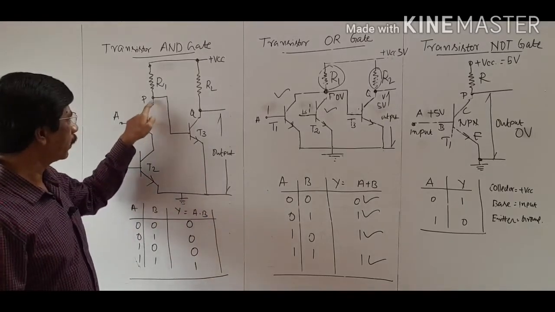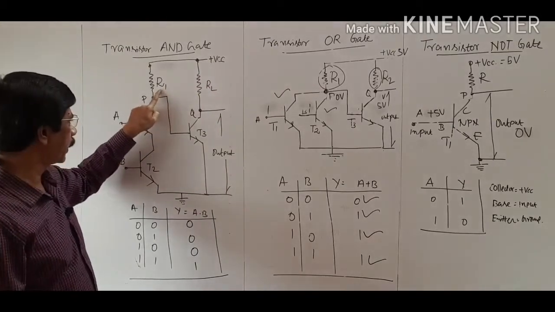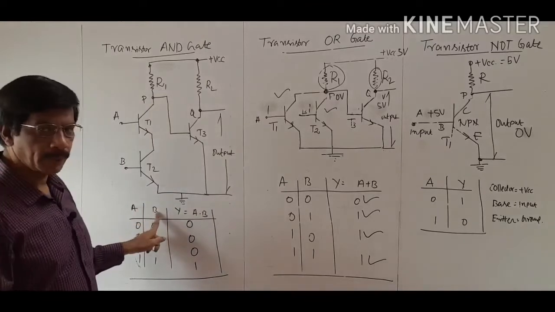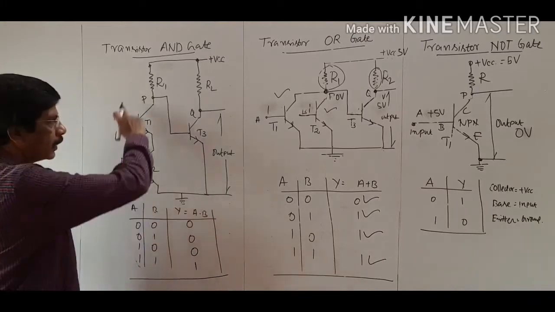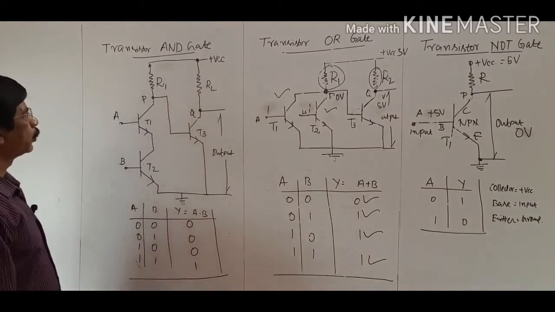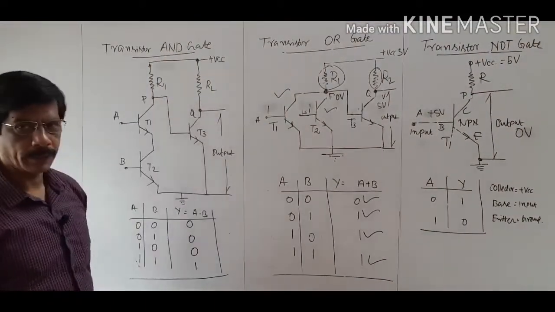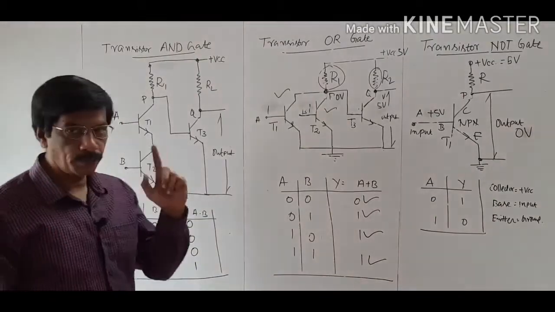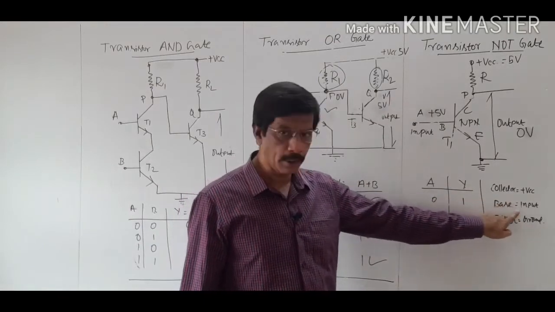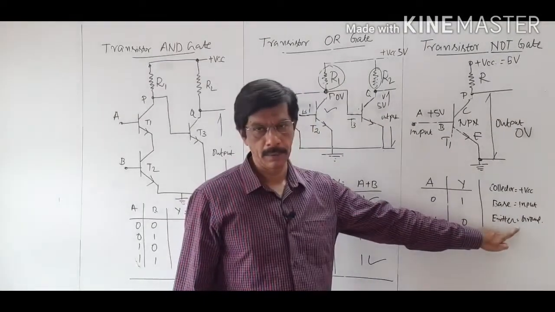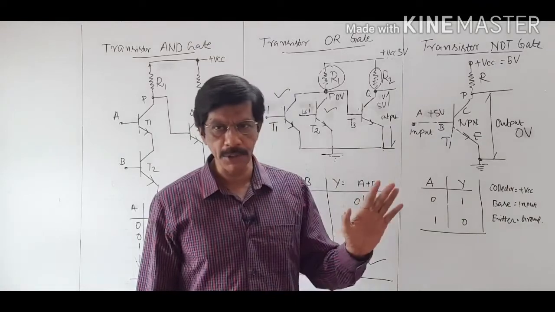The collector of T1 is connected to plus VCC through the resistor R1. The inputs capital A and capital B are given to the base of the transistors T1 and T2. This is the construction detail of the 2 input AND gate. Now let us discuss how this circuit is working. Remember 3 important conditions. Collector is plus VCC, base needs input, emitter is grounded. When any one condition fails, the transistor never switches on.